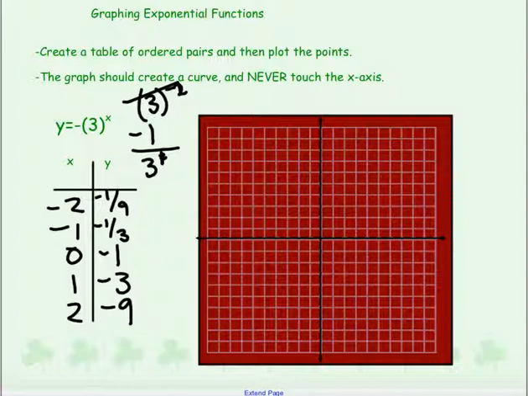So we can see this one's going to look a little bit different than the one before, because this one has an initial value that is negative, which means that if I have -2, I'm going to be at -1/9, very, very close to the x-axis. At -1, we have -1/3 right here. At 0, we're going to be at -1. 1, we're going to be at -3, and 2, we're going to be at -9. You can see how this is a decay. Once again, we can't touch the x-axis, but we go down, okay? Exponential decay.